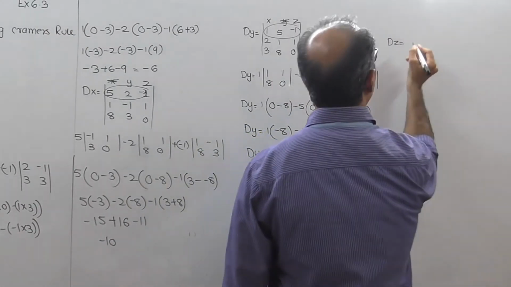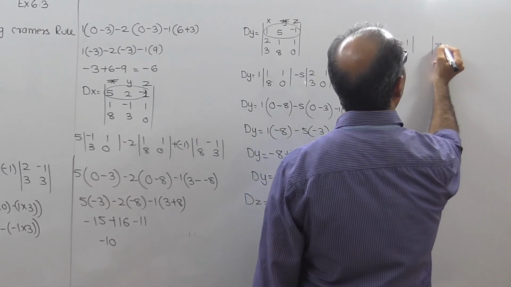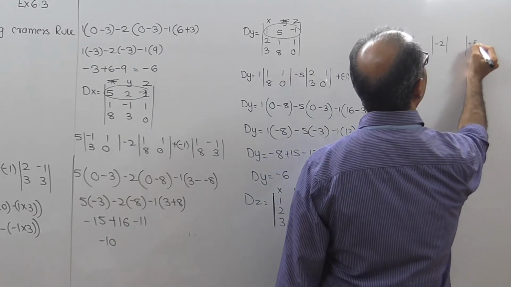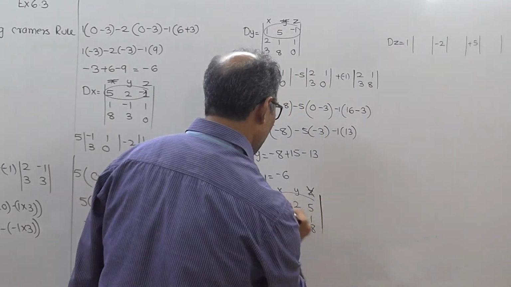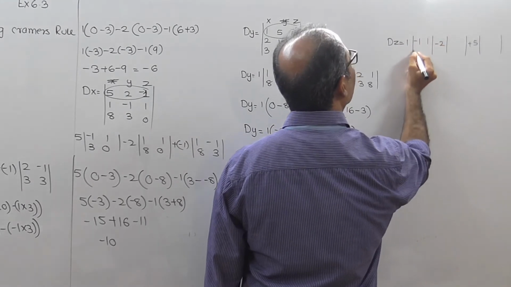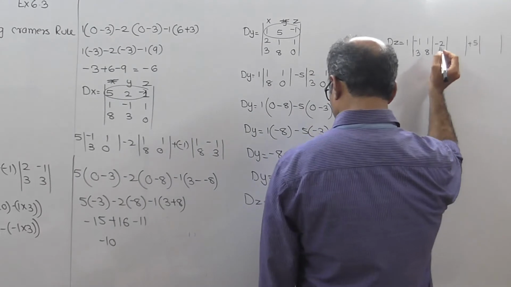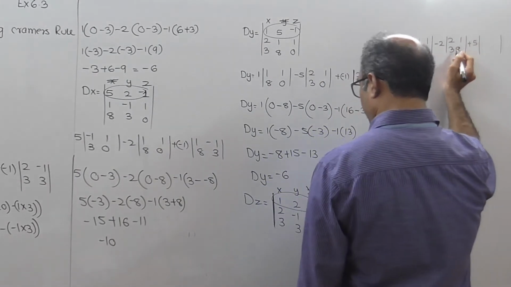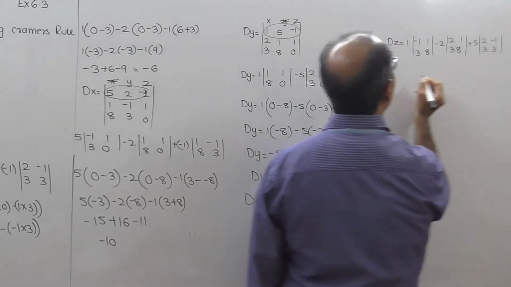dz equal to 1 determinant minus 2 determinant plus 5 determinant. So I circled. 1 means I think this is minus 1, 1, 3 and 8. 2 means I think it is 2, 1, 3, 8. 5 means I think it is 2, minus 1, 3, 3.